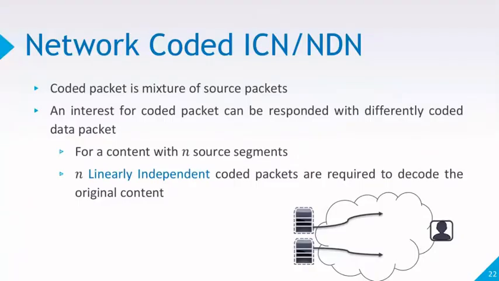So for some context on the issues of implementing network coding over NDN, one important thing to keep in mind is that the coded packets are a mixture of source packets. So one interest packet can be responded to with many differently coded packets. And as I've said already, for an n source segment content, n linearly independent coded packets are required to decode the original content. To retrieve the original segments, at least n linearly independent packets are required by a node.